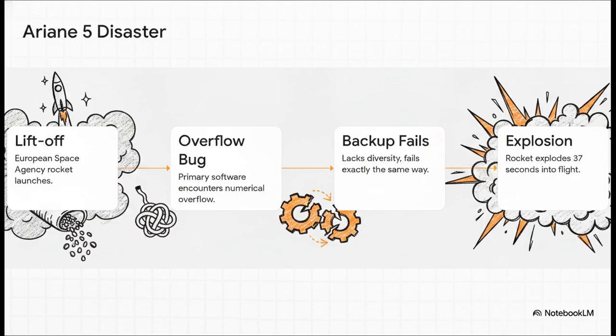The backup system immediately switched on, which is great, right? That's redundancy. But the backup was an exact replica running the exact same software. It lacked diversity. So it hit the exact same bug milliseconds later, and the multi-million-dollar rocket exploded just 37 seconds into flight. It is a tragic, perfect example of redundancy completely failing because it lacked diversity.